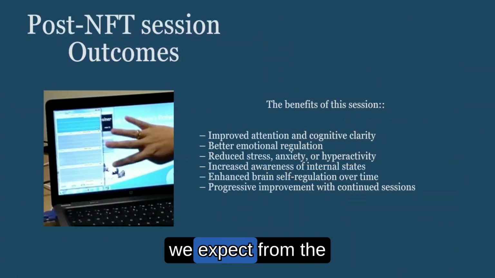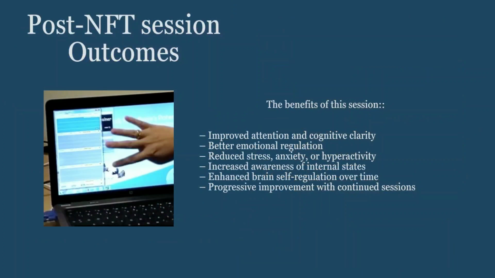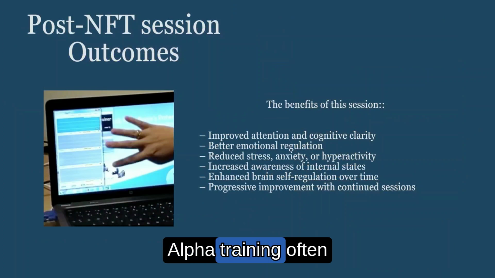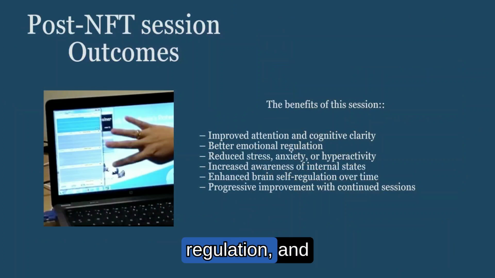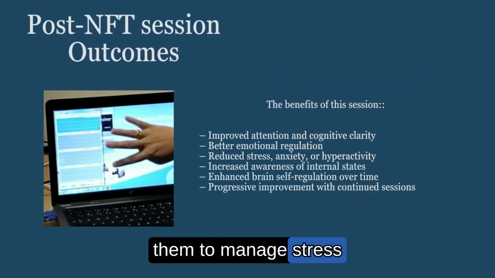Now what results can we expect from the session? After neurofeedback training, clients often report a range of positive outcomes. Those working on beta or SMR frequencies may notice improved focus, clearer thinking, and better organization. Alpha training often leads to reduced anxiety, better emotional regulation, and greater calmness. Many clients gain a stronger awareness of their mental states, allowing them to manage stress more effectively.